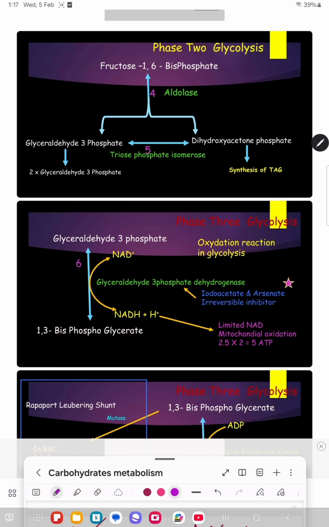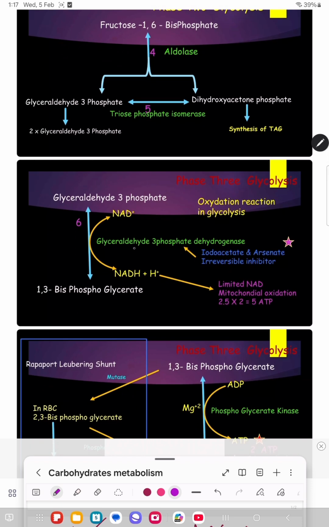Now glyceraldehyde 3-phosphate, with the help of glyceraldehyde 3-phosphate dehydrogenase, forms 1,3-bisphosphoglycerate. Note down the enzymes involved here, which are very important to remember, and the cofactors and ATP units are also very important. You have to remember how many units are involved there. Be careful about each and every point.